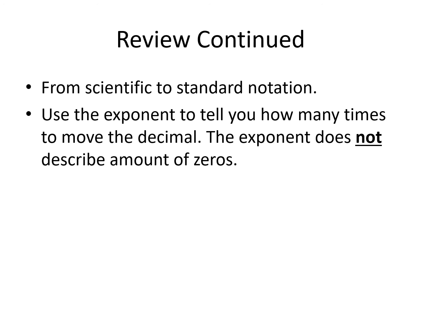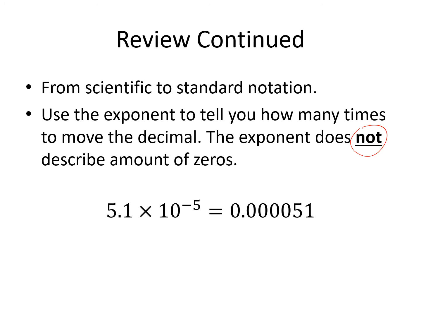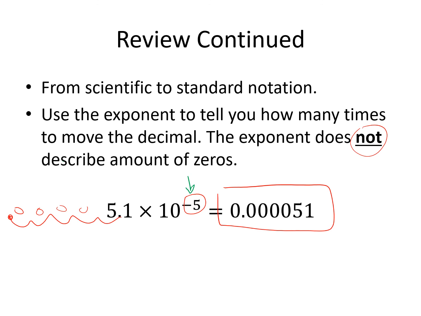And continued here from scientific to standard notation, we see that the exponent tells us how many times to move the decimal. It does not tell us how many zeros we have. That's a common mistake. For example, we have this 5.1 times 10 to the negative fifth. This negative 5 tells me I have to move the decimal 5 times to the left. 1, 2, 3, 4, 5. Fill in the rest with zeros, and that's where I get this standard notation version. And by the way, as a quick reminder, had this 5 been a positive, I would be moving the decimal to the right instead of the left. So there you go, scientific notation.